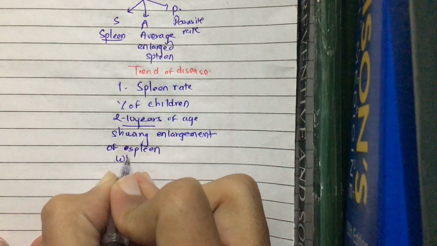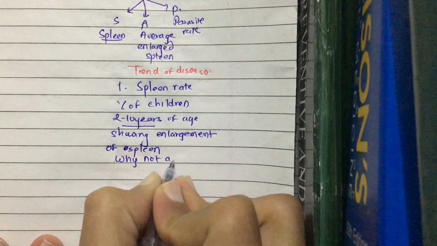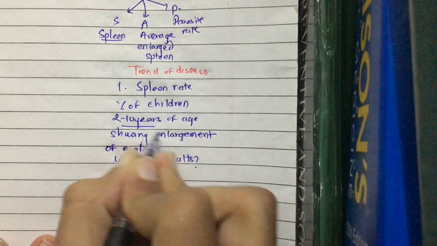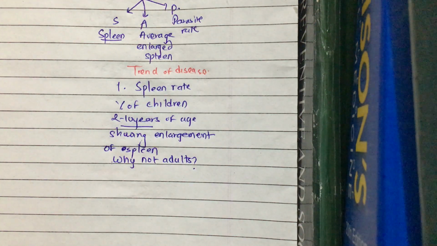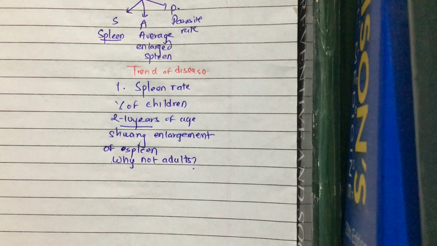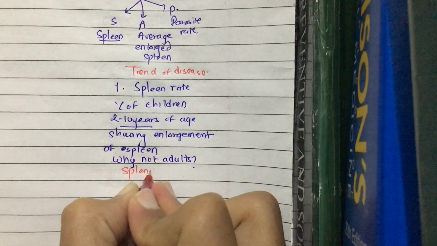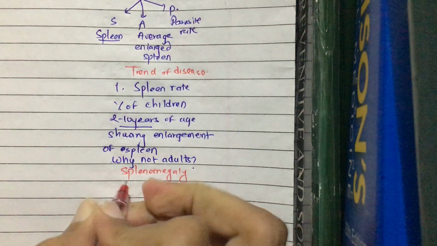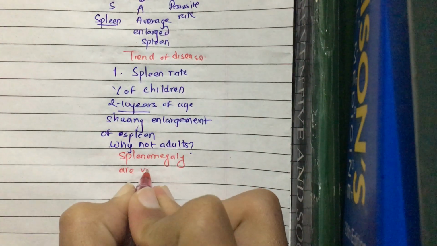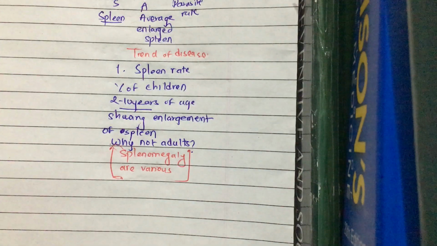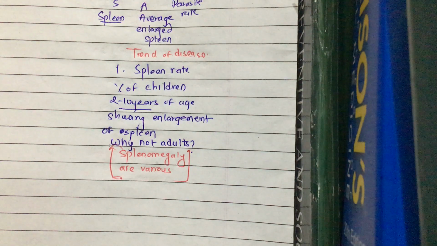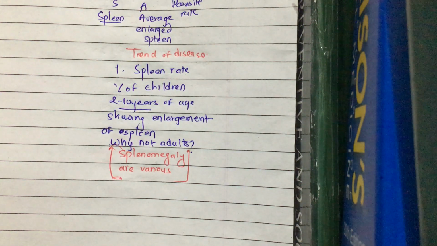Why is the spleen rate measured only in the children and not in the adults? Because adults are excluded from this spleen survey, since causes other than malaria operate in causing spleen enlargement in them. In adults the causes of splenomegaly are various. So we take only the children for the survey of the spleen.